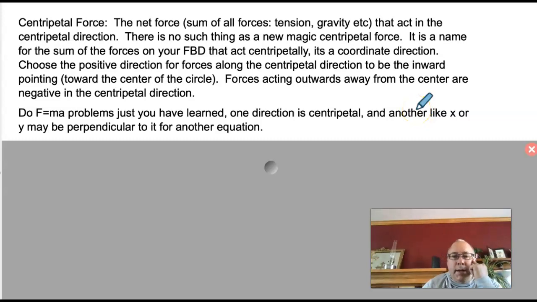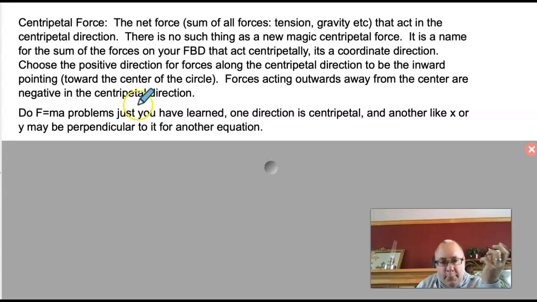Hi everyone, this is a quick example on setting up centripetal force problems. It's kind of a simpler one just to show you the main idea. So when people talk about a centripetal force, it's really not a new force. It's not some new magical force like any other kind of force we've learned about.